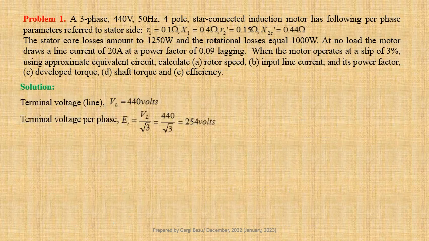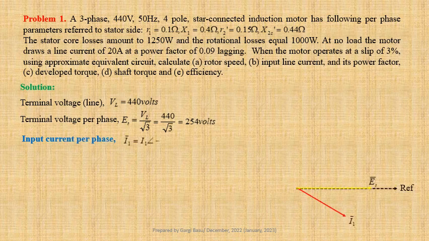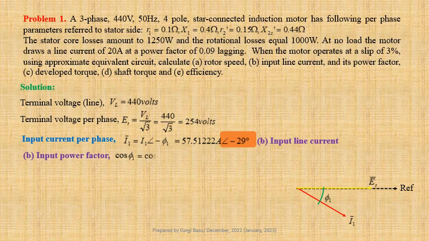In polar form, we can write input current per phase I1 equals I1 at an angle minus phi 1 equals 57.51222 ampere at an angle minus 29 degree. For star connected induction motor, input current per phase I1 equals input line current. Now we shall calculate input power factor. Cos phi 1 equals cos of 29 degree, that is equal to 0.87462 lagging.